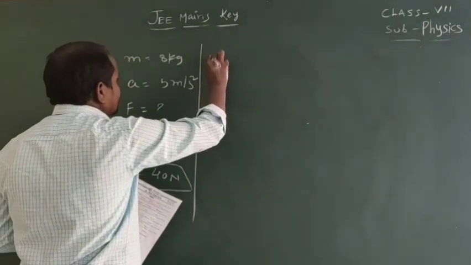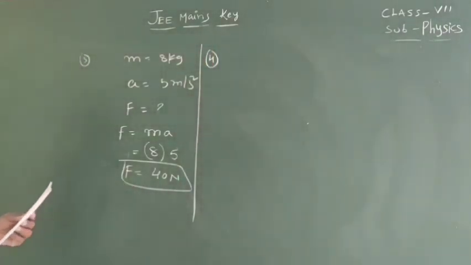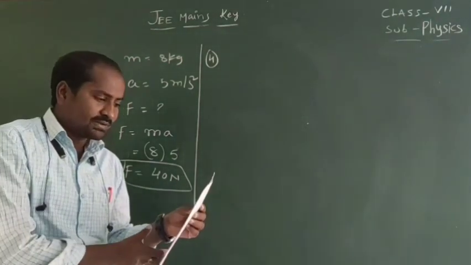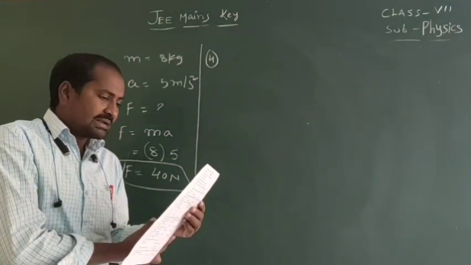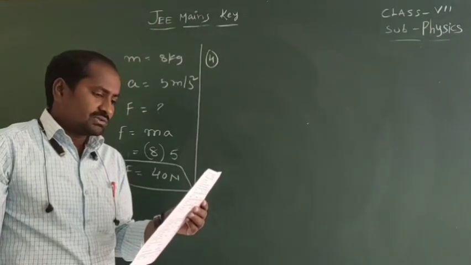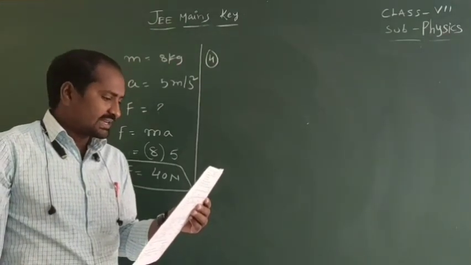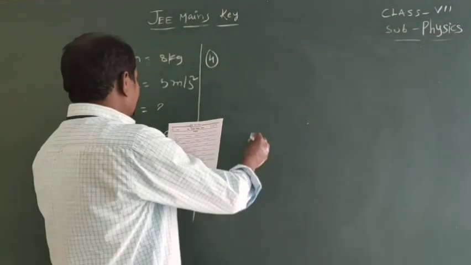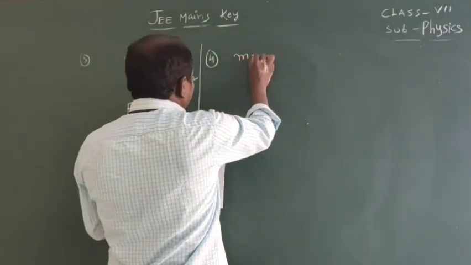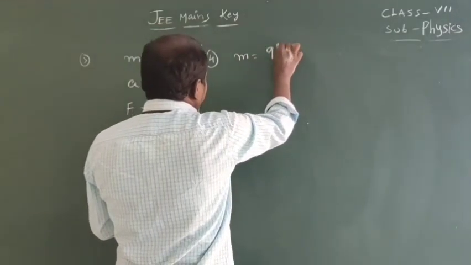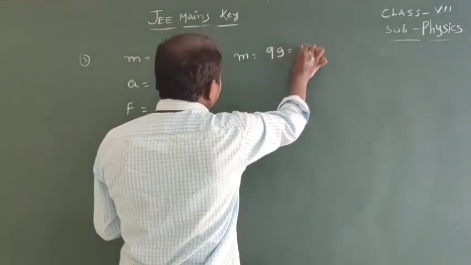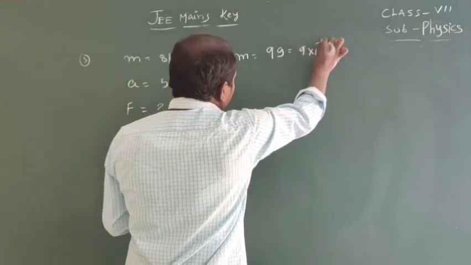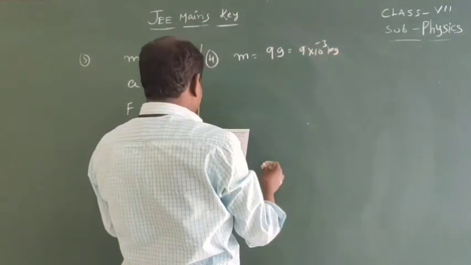Next, question number 4. An object of mass 90 grams accelerates from rest uniformly at a rate of 0.1 meter per second square for 30 seconds. The force acting on it and the final velocity of the body equal how much? So our aim: mass is given, mass equals 9 grams. We can write here 9 into 10 power minus 3 kg.